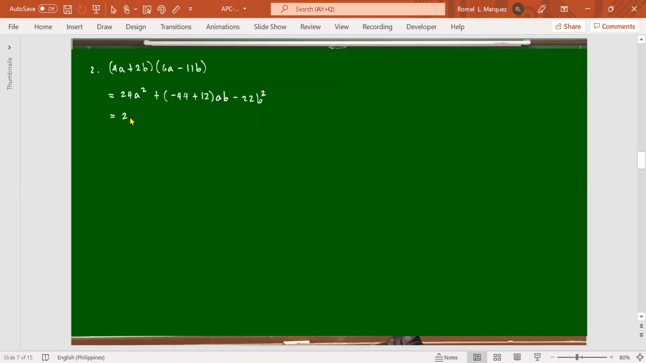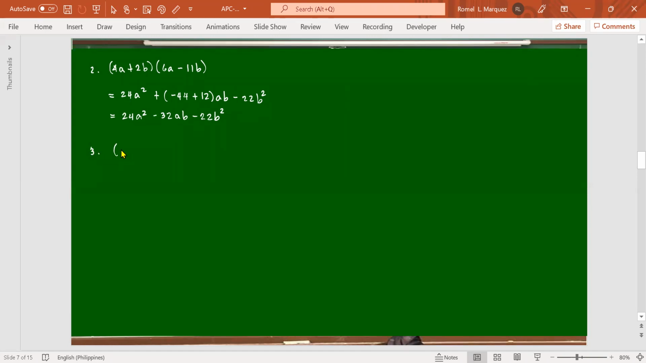So getting 24A squared minus, what is this, guys? 32? Is it 32, children? AB? Guys? Yes po, sir. Then minus 22B squared, no? Number 3.